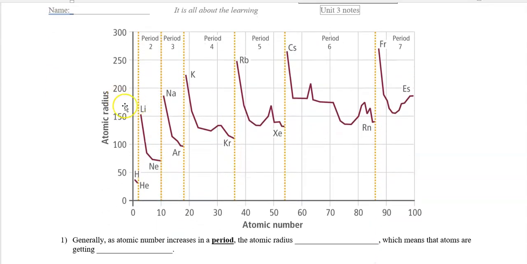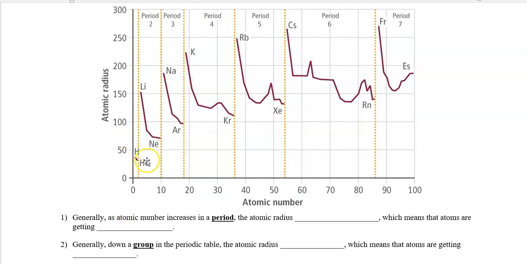All right, let's look at atomic radius. So same thing. Let's look in a period and in a group. You can use the same strategy for groups that we did previously. Go ahead and try it.